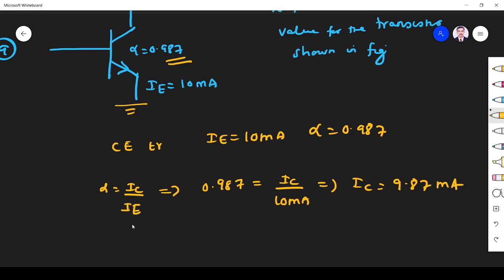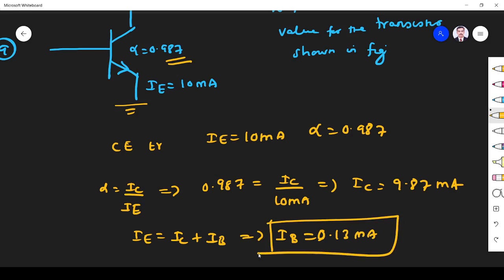We know IE is equal to IC plus IB. IC is 9.87, IE is 10. This indicates IB is equal to 0.13 milliampere. So we got the answer.